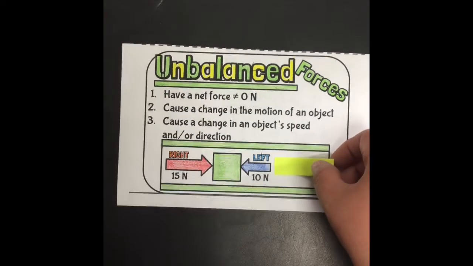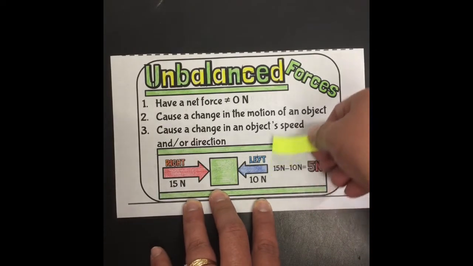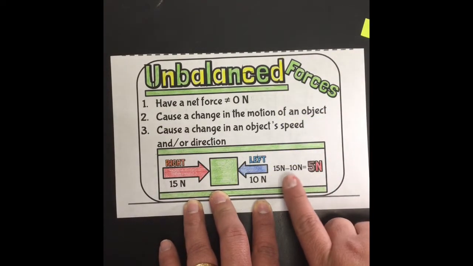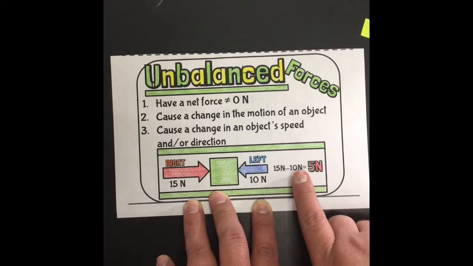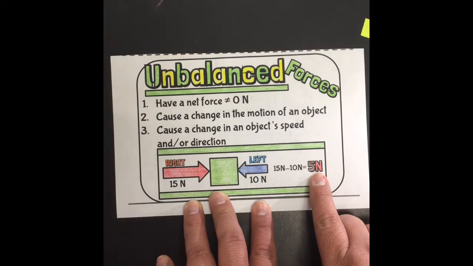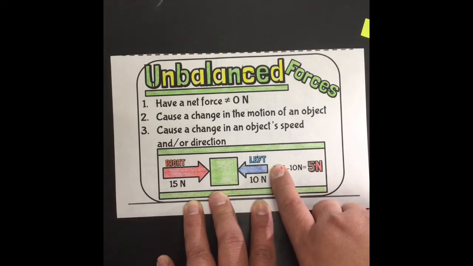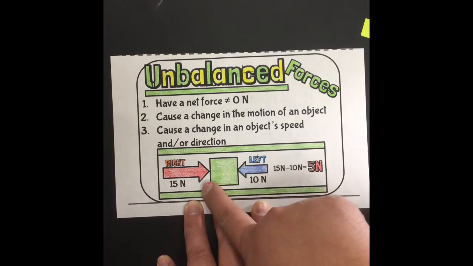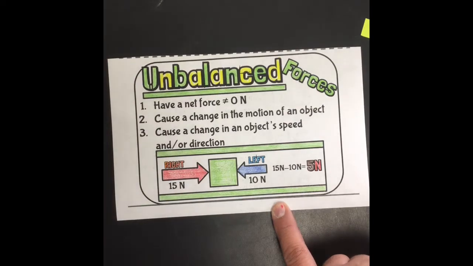Now, we said before we subtract the two, so we do the exact same thing. We subtract the 15 newtons minus, or subtract, 10 newtons, and that gives us 5 newtons. So this is telling us that this is going to move to the right because there's more pressure, more force being pushed to move it to the right.